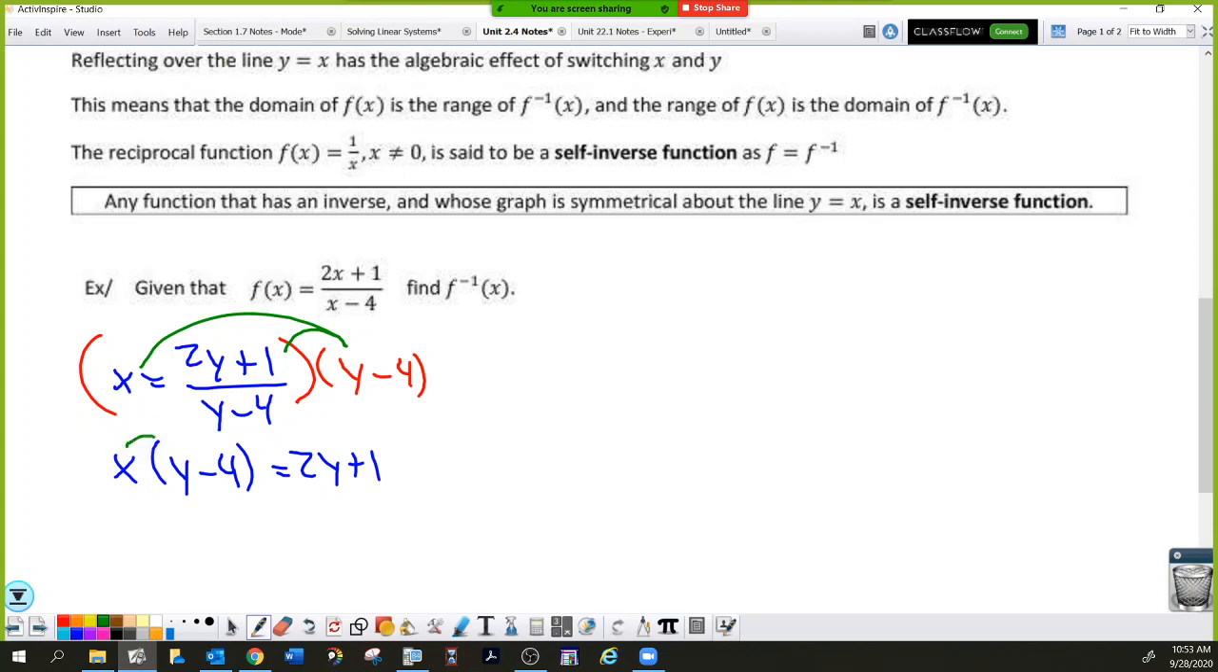Now we distribute our x. xy minus 4x equals 2y plus 1. I'm out of vertical space, so I'm going to go that way.